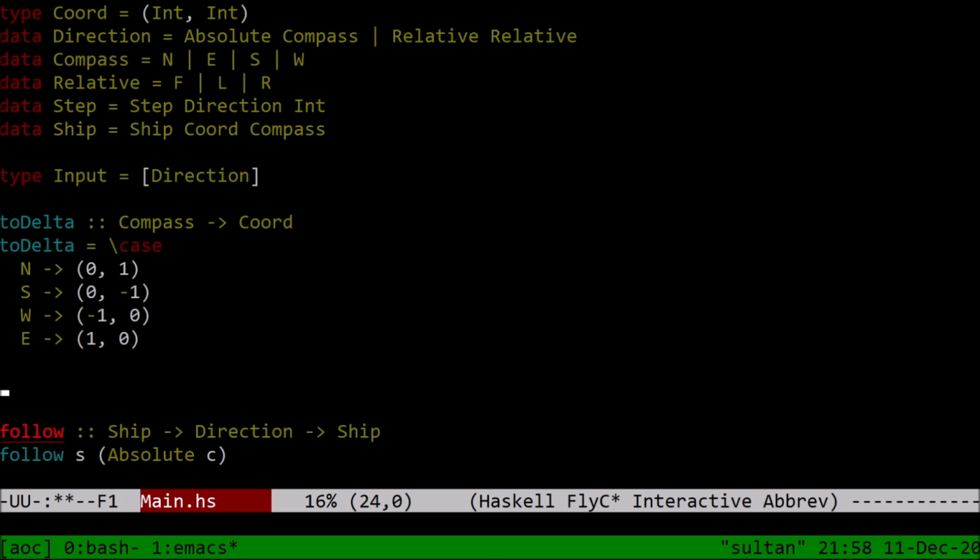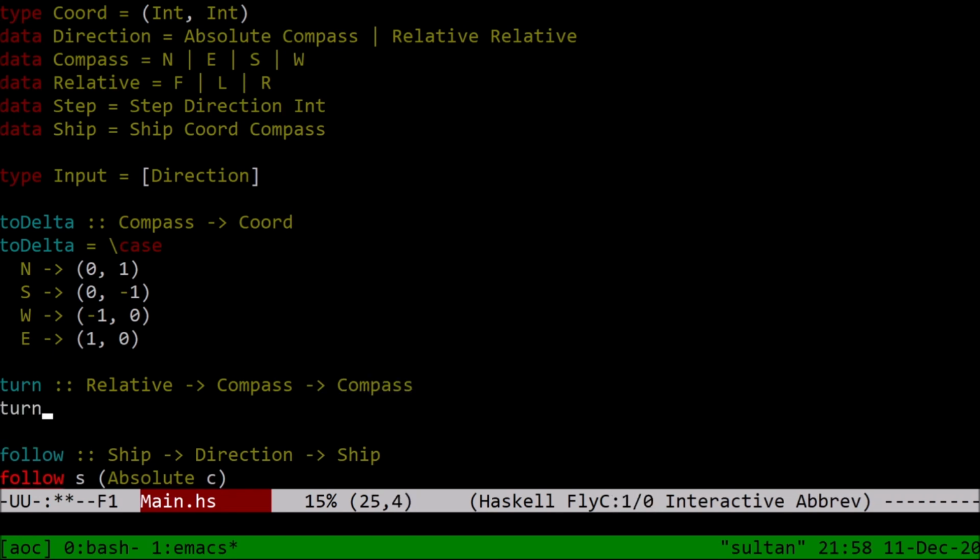And now we need also turn, a function from Relative and Compass to Compass. Turn. Ugh, this is the worst.